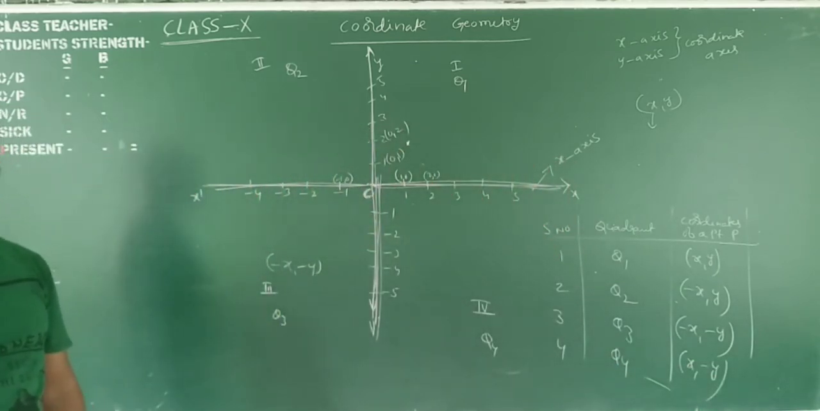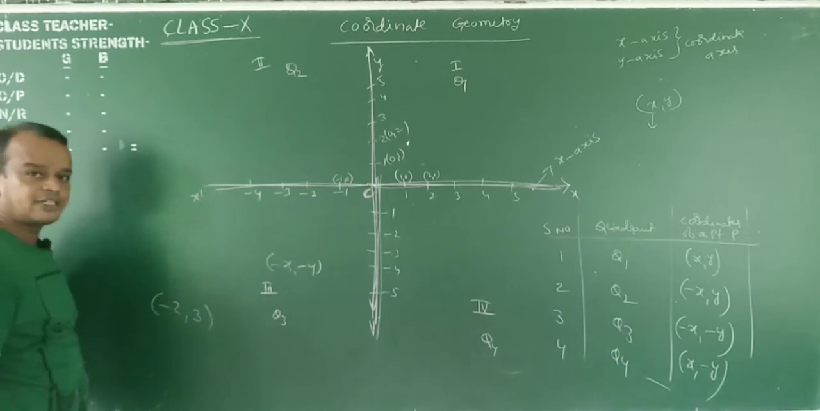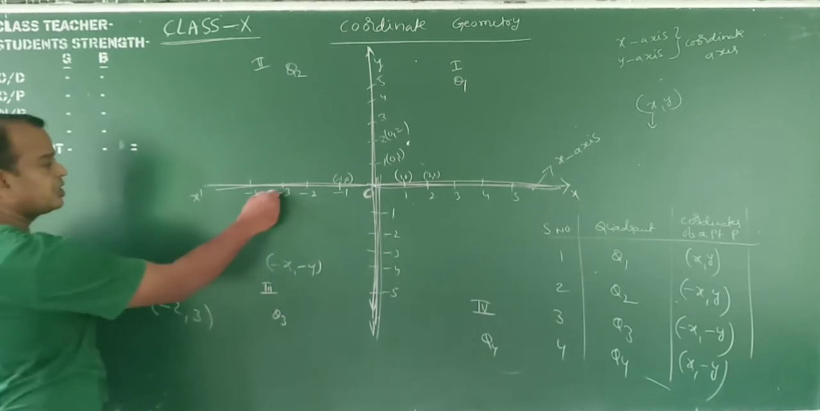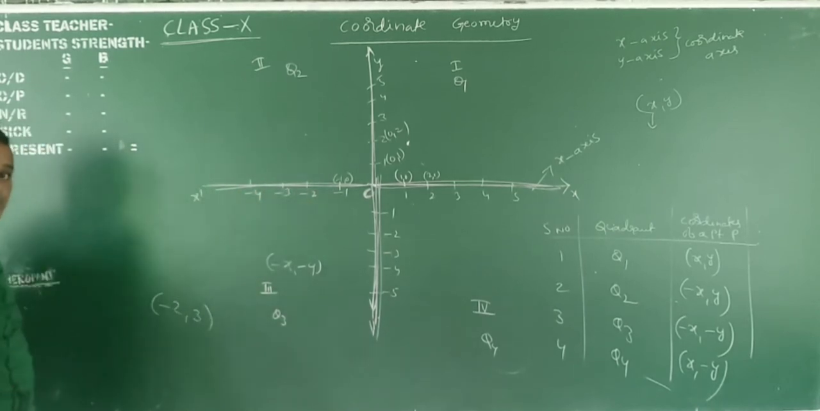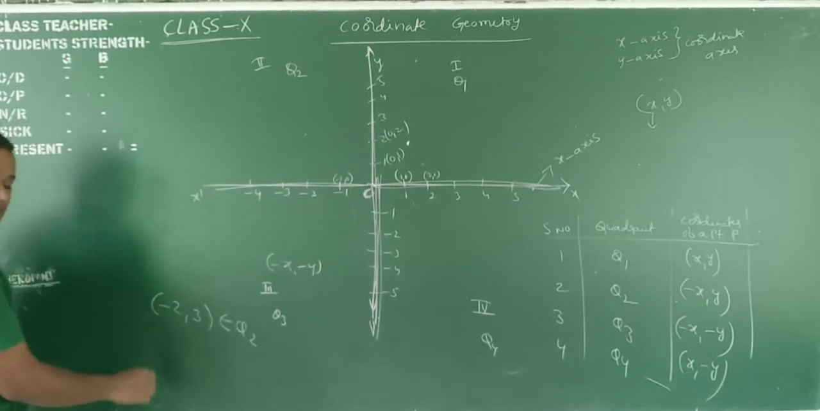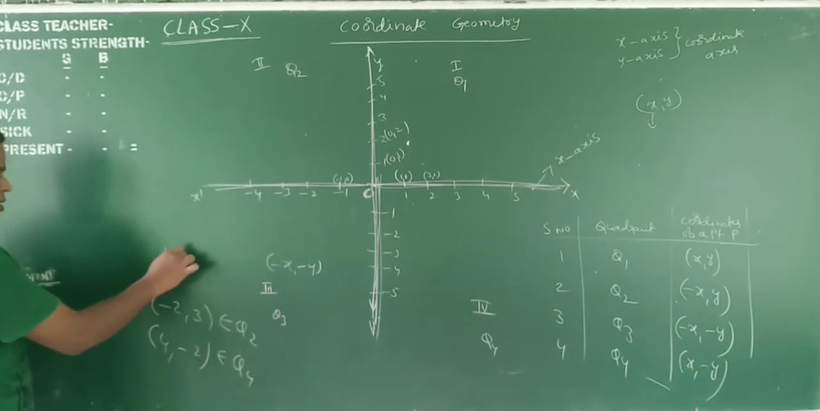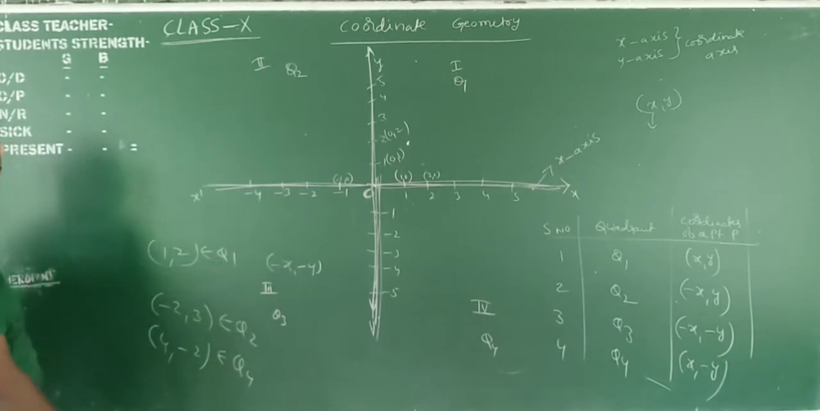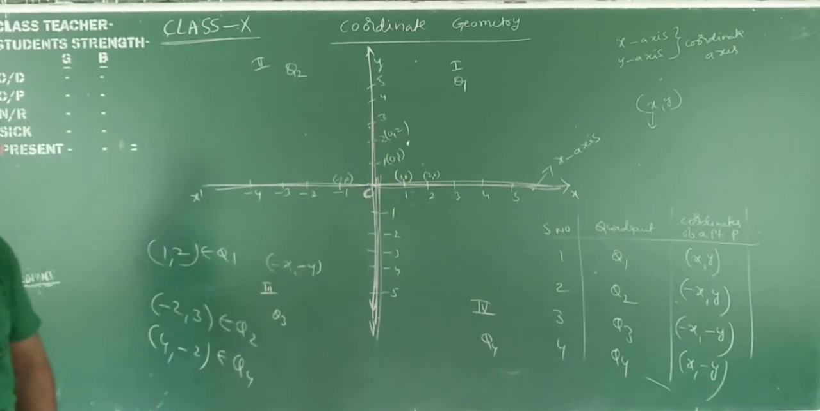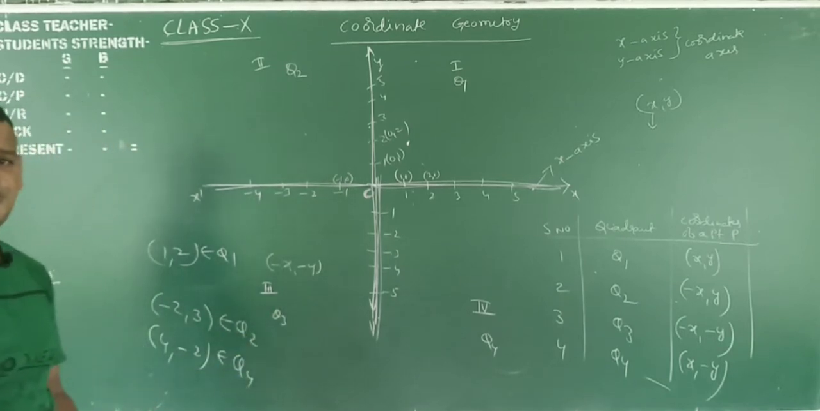Okay, my dear students. First of all, from the examination point of view, minus 2 comma 3 lies in which quadrant? Minus 2 comma 3, x negative, y positive. Lies in which quadrant? In Q2. 4 comma minus 2 is Q4. 1 comma 2 is Q1. Why? X positive, y positive. Okay, my dear students, that's why this is a very, very important one.